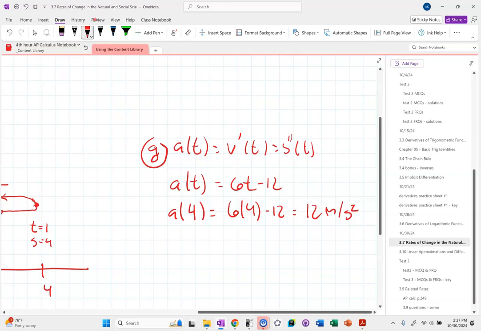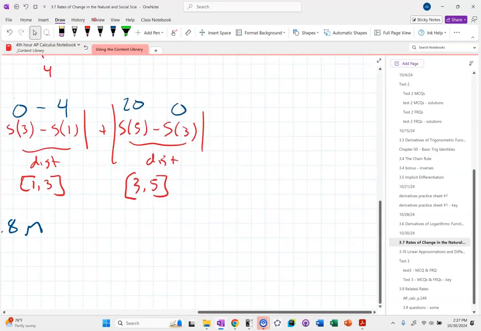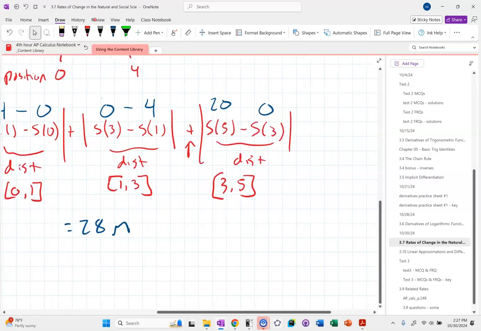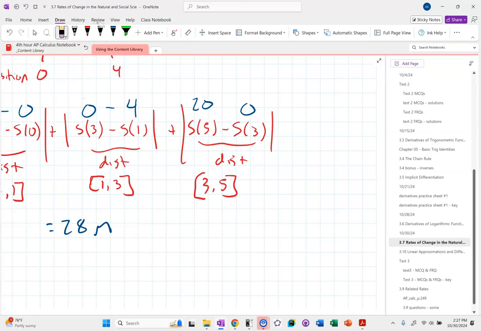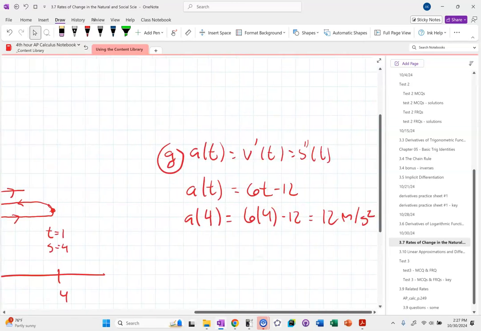Yes? For the one before we got 28, were you just supposed to add up the pieces? Yep. Because I put plus signs even. Wouldn't it be 20? They're absolute values around them. Oh. Absolute values around them. Yep. I know, I snuck it in there.